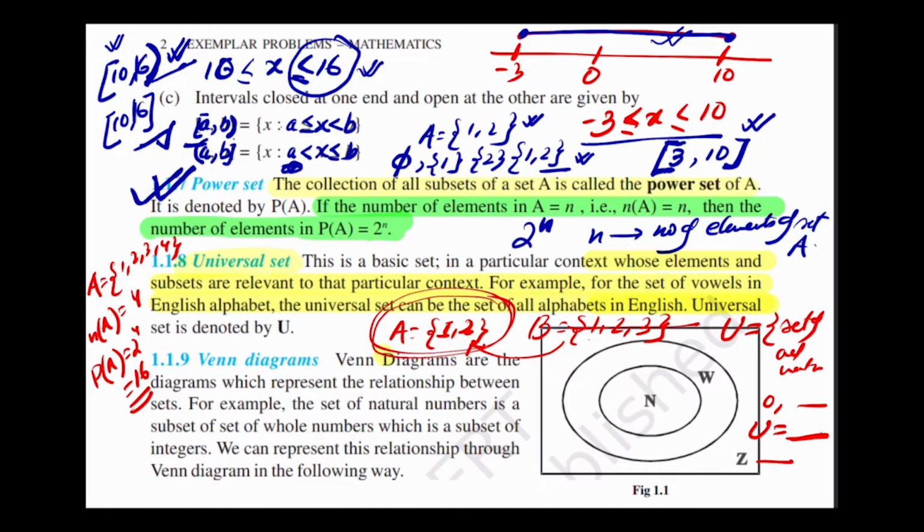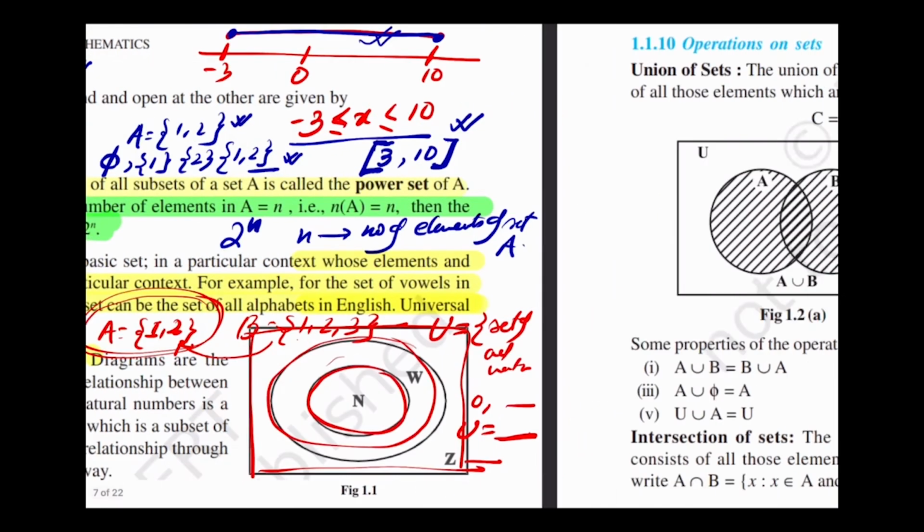Now, a Venn diagram is nothing but a pictorial, graphical or diagrammatic representation of sets. We represent the universal set with a big rectangular box and the other sets with small circles. Clear? So let's see.